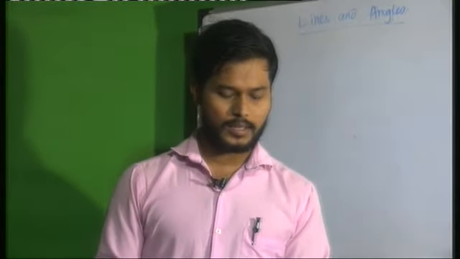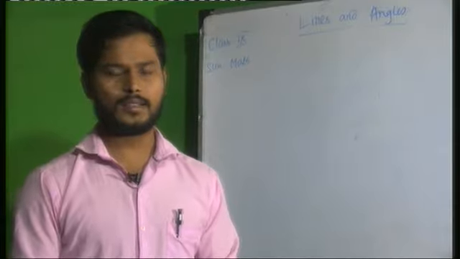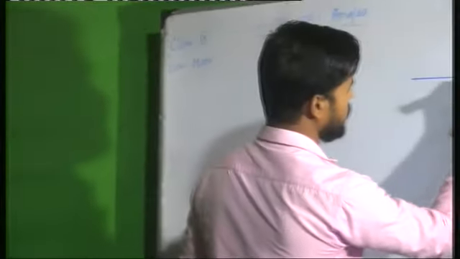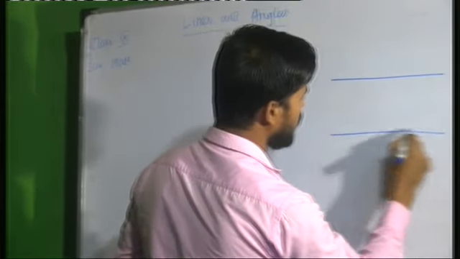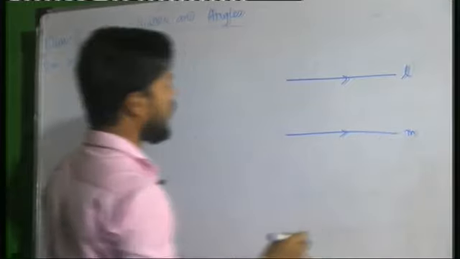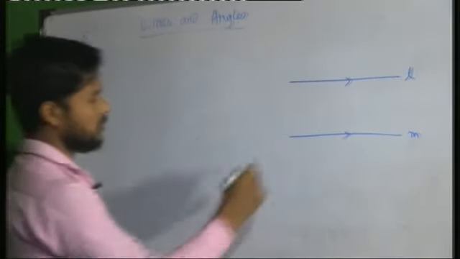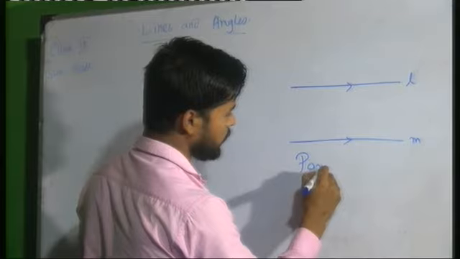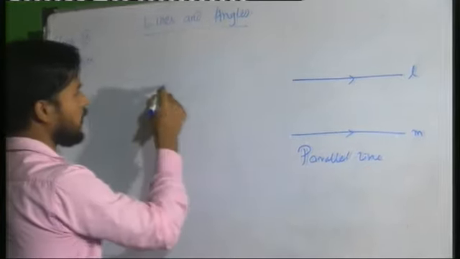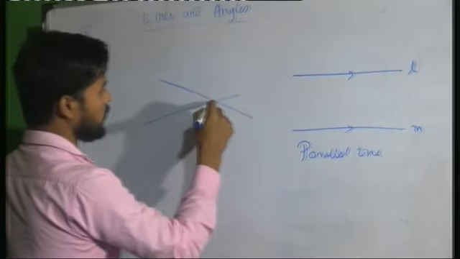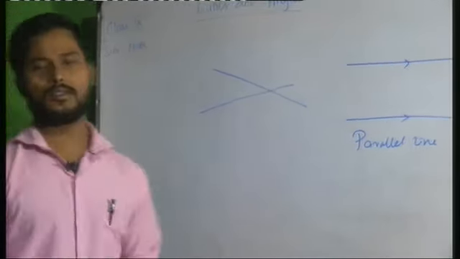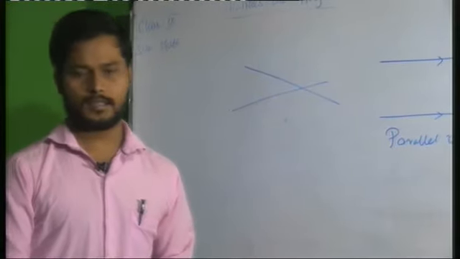Two lines in a plane are said to be parallel if they never meet. Like that. If they never meet, these two lines are said to be parallel lines. And if two lines intersect each other at one point, then they are called intersecting lines.